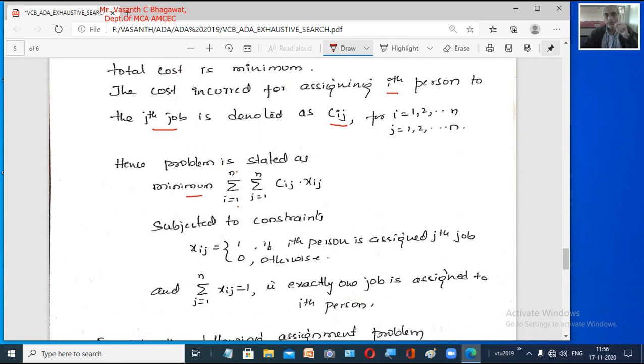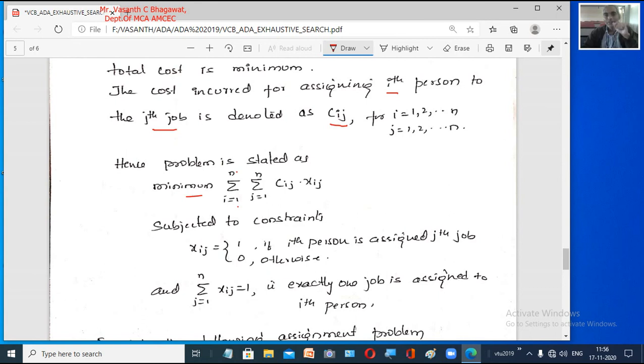So summation for i is equal to 1 to n, summation for j is equal to 1 to n, C of ij, that is the cost, x of ij, x is the persons. So for each person, what is the cost? When you find the total of all those things, it should be minimum. It should be the minimum and subjected to constraint.